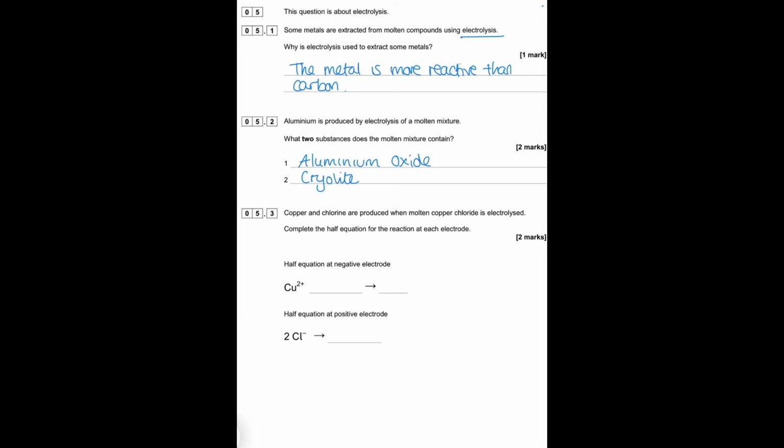Copper and chlorine are produced when molten copper chloride is electrolysed. Complete the half equations for the reaction at each electrode. So if we start off with a copper ion, we've got to add 2 electrons to make it into the copper metal. And if we've got 2 chloride ions to produce the chlorine gas, each of the chloride ions will have an electron taken off. So because we've got 2 chloride ions, that's 2 electrons that will come off.